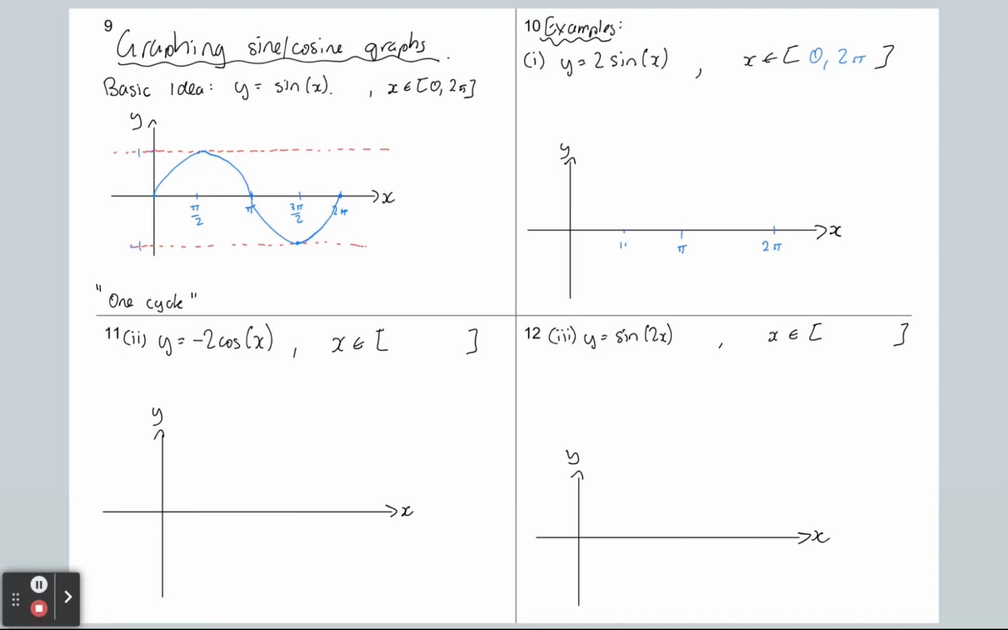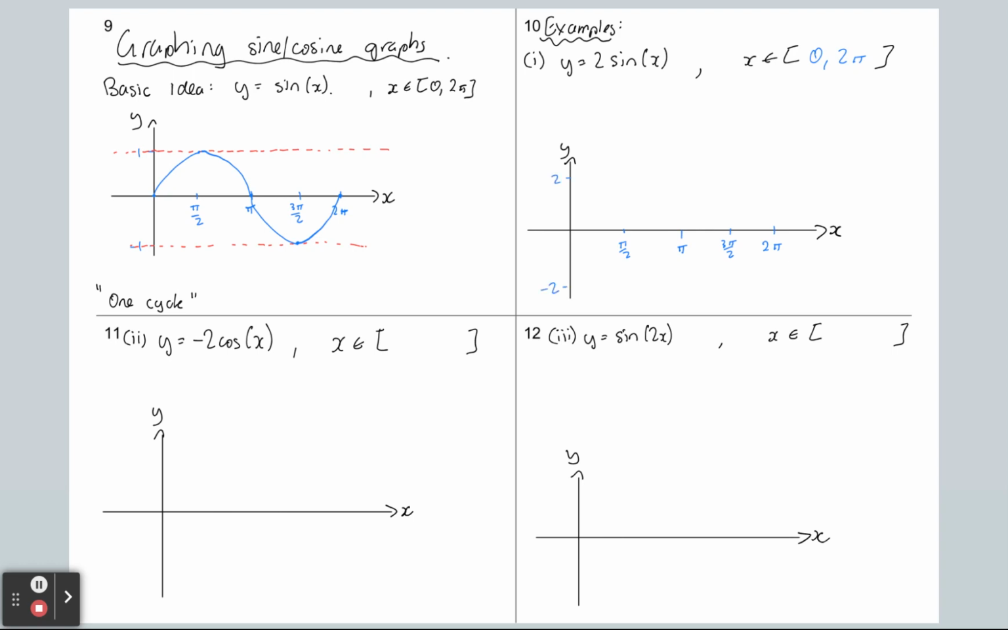Halve it again, pi on 2, and halve this side to get 3 pi on 2. Great. The amplitude is -2 to 2, remember? So it's always the distance away from the center. 2 units up, 2 units down. So I'm going to go from 2 to -2.